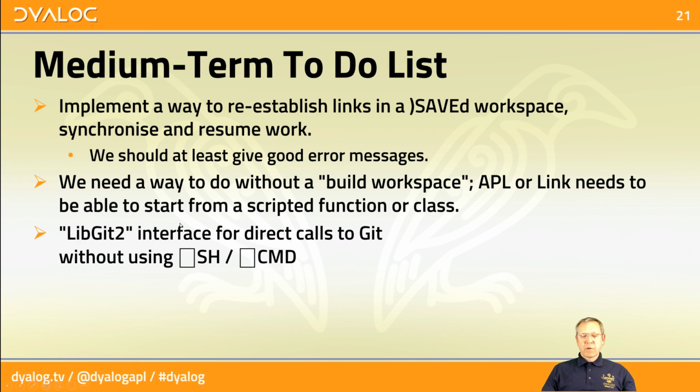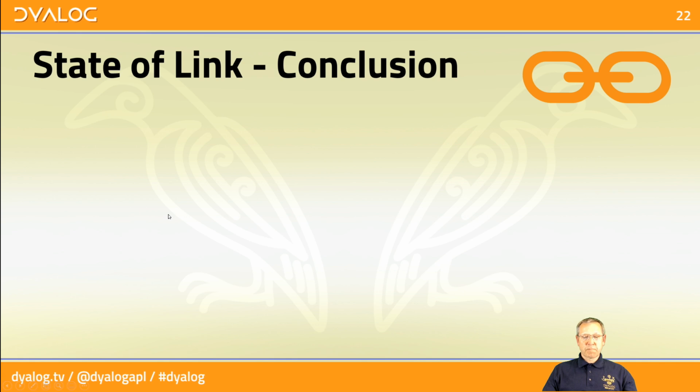And the final thing here is we do want to make it easier for people to make calls to Git if they want to do cloning or checkouts from inside APL rather than shelling out. There's a library called libgit2 which is cross-platform, which is in our sights.